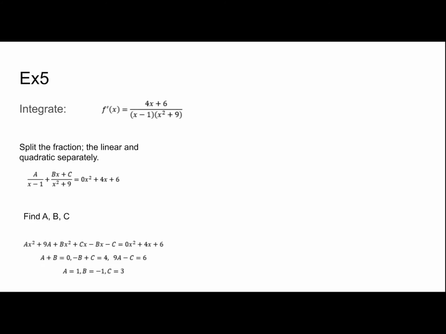We're going to rewrite our integral now. So rewriting our integral, we have f dash of x equals 1 over x minus 1 plus -x plus 3 over x squared plus 9. Once again, it would be really good if we could separate this second quadratic again into two linear fractions. However, we cannot factorize x squared plus 9. No matter what you do, x squared plus 9 is non-factorizable.